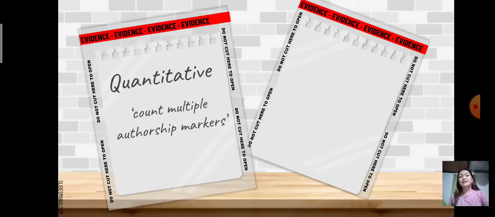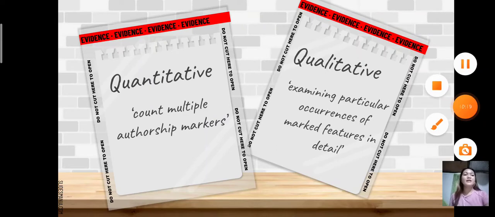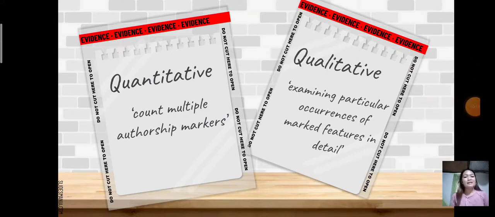So there are two types of studies in authorship investigation. First is the quantitative and the second is the qualitative. When we say quantitative, it focuses on the counting of markers, multiple authorship markers. The main focus is on counting the markers, while in qualitative, it examines particular occurrences of marked features in detail. So in quantitative, you're going to count the markers. In qualitative, you're going to examine the occurrence of markers.